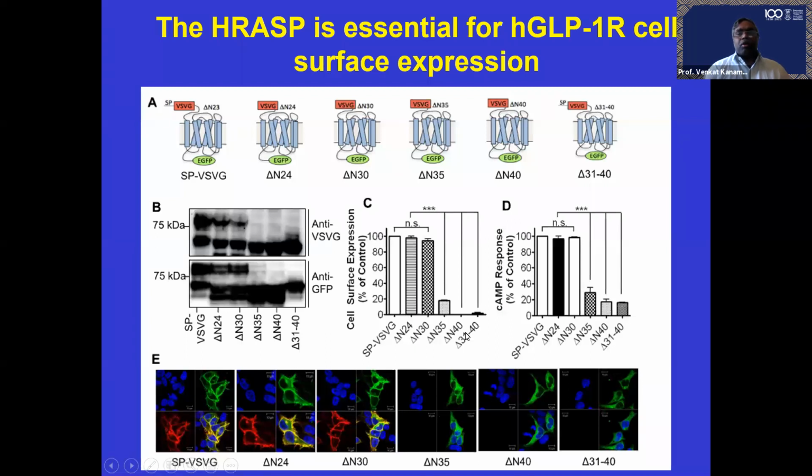Because these mutants are not at the cell surface, they're no longer active in producing a cyclic AMP response, which also comes through in the immunofluorescence. You can see there's no red color in these deletion constructs, suggesting that you need this region, that is 31 to 40 amino acids, for the cell surface expression of the receptor. So that is the region we consider as the hydrophobic region after the signal peptide, which is essential for receptor cell surface expression.